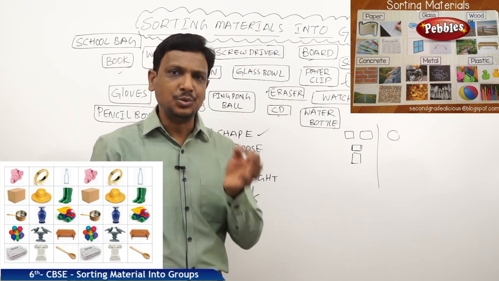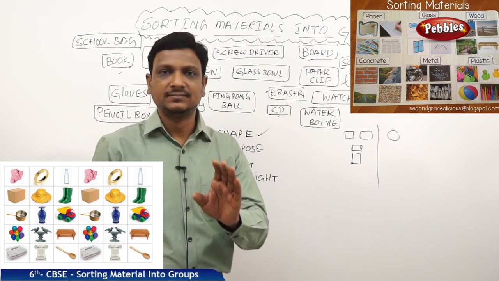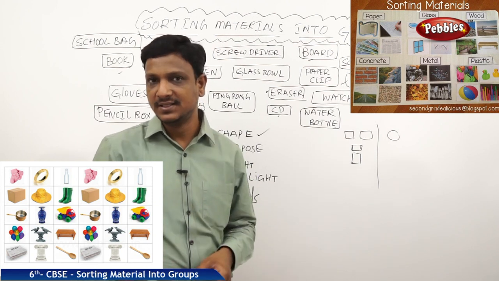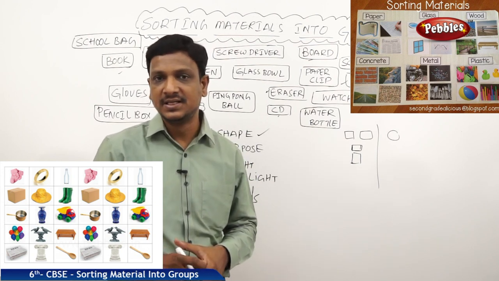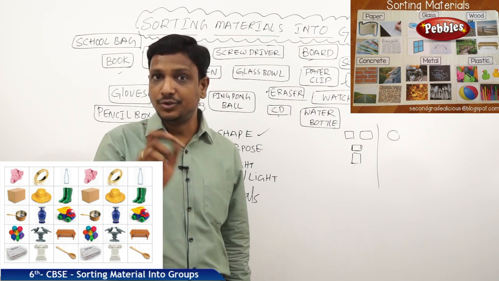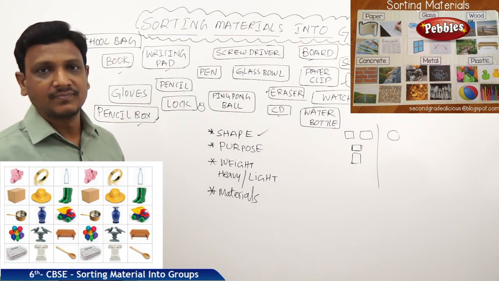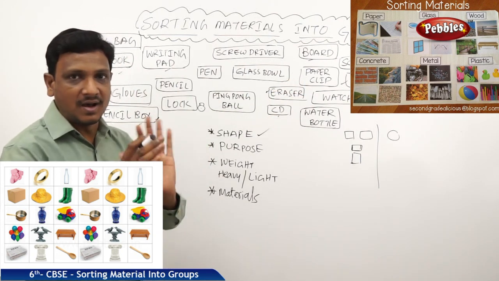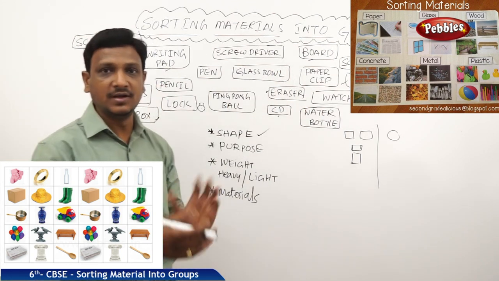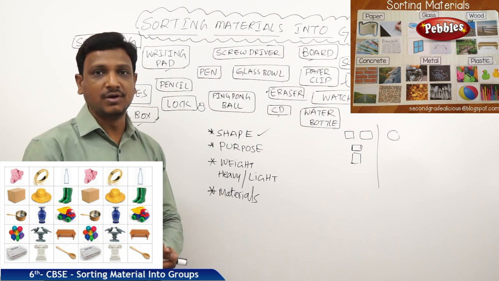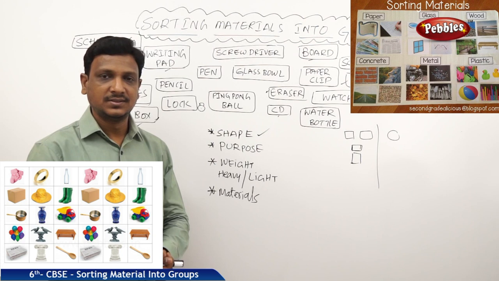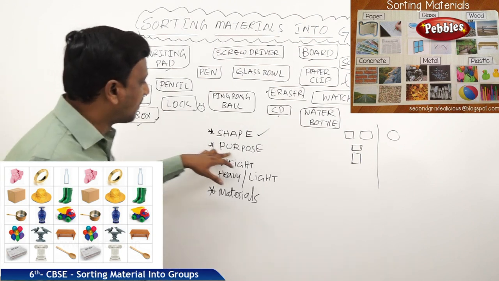That means you can take any character, any property, to separate the items, segregate the materials, group the materials. But you should see that the property which you are picking up should do justice. It should solve the whole thing, not half of the thing. Here only a few things are classified. Many of the things were left unclassified because you have picked up the property shape. Right? So you can take the second one, purpose.